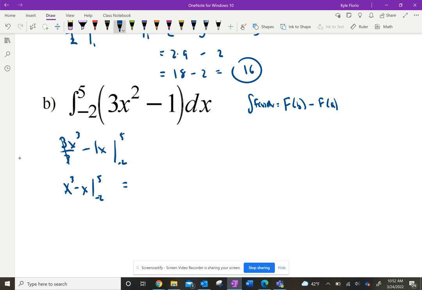And so I'm going to plug in 5. That's my f of b. So it's going to be 5 cubed minus 5. So that's f of b minus f of a. I'm going to plug in -2 now. It's going to be -2 cubed minus -2.